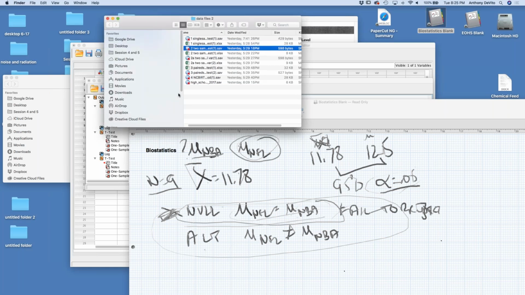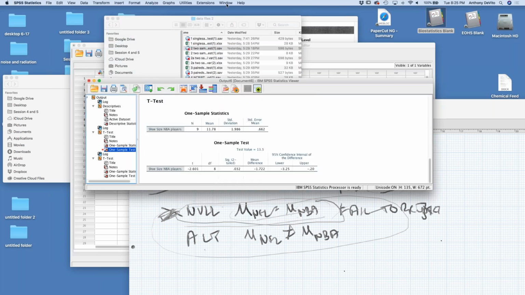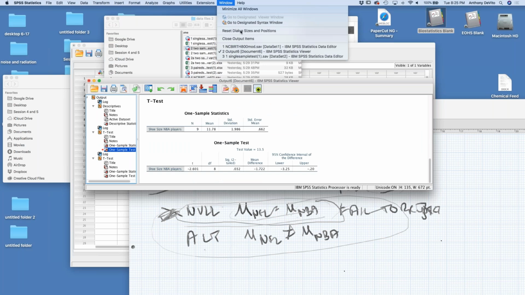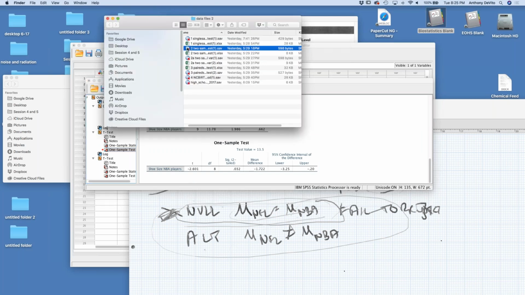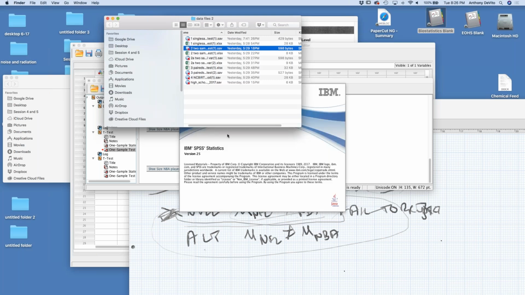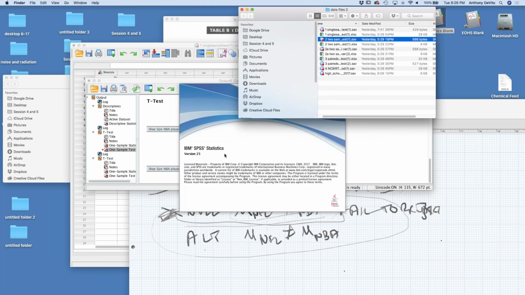Okay. See if SPSS cooperates. Let's see if it's open already. Nope, not open yet. Oh, there we go. That's opening a new version of SPSS. Opening up another version of SPSS. I've been clicking on it. I hope it doesn't open more than one.